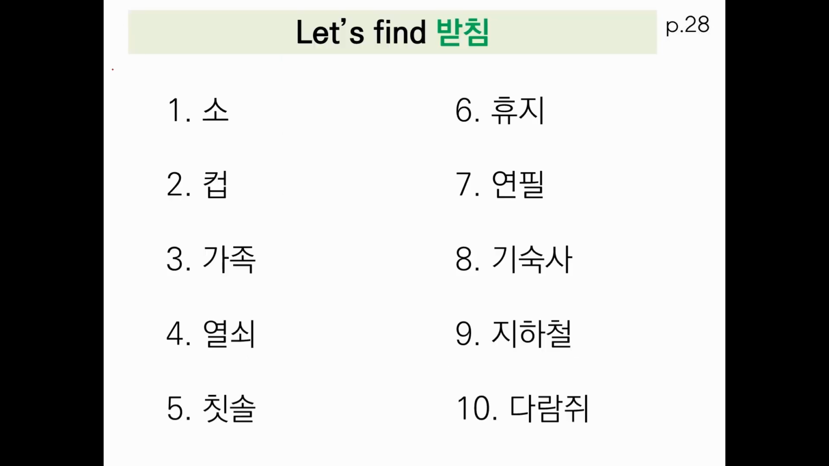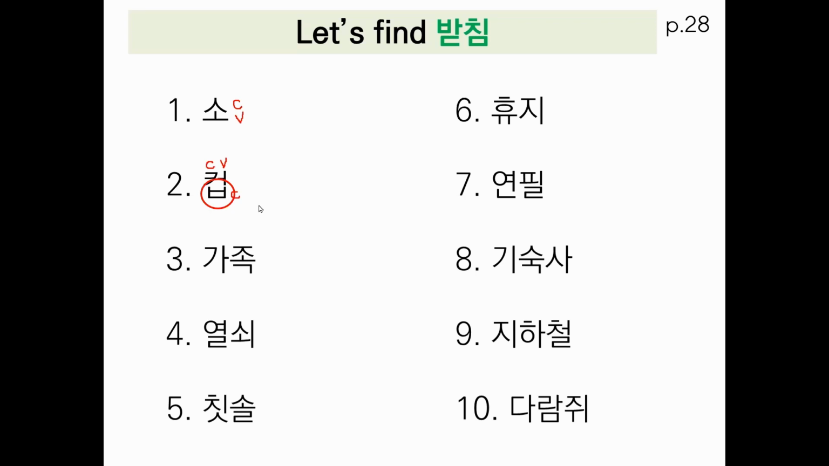Now let's find the final consonants, 받침. There are 10 syllables from 1 to 10. Take a moment to circle whether each of these characters has a 받침 or not. 1번 소. This is a consonant and vowel. There's no 받침. 2번 컵. Consonant, vowel, final consonant. It has a 받침.